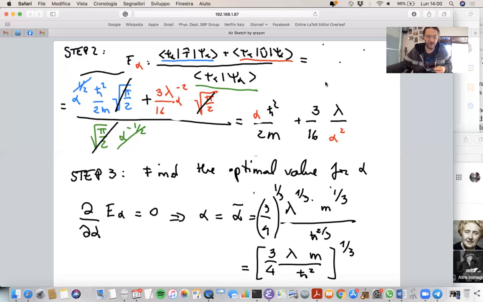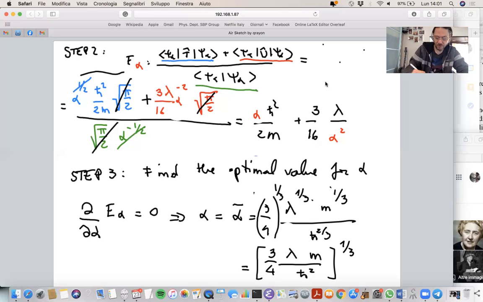So what we are learning here is that if we choose alpha to be precisely this value, depending, of course, on the value of lambda and m and h bar, where h bar is given by nature, but lambda and m are given by the specific system under consideration, then among all the possible wave functions in the Gaussian form, this one is the one with the lowest energy. So this one provides the best possible approximation of the original exact ground state of the problem.